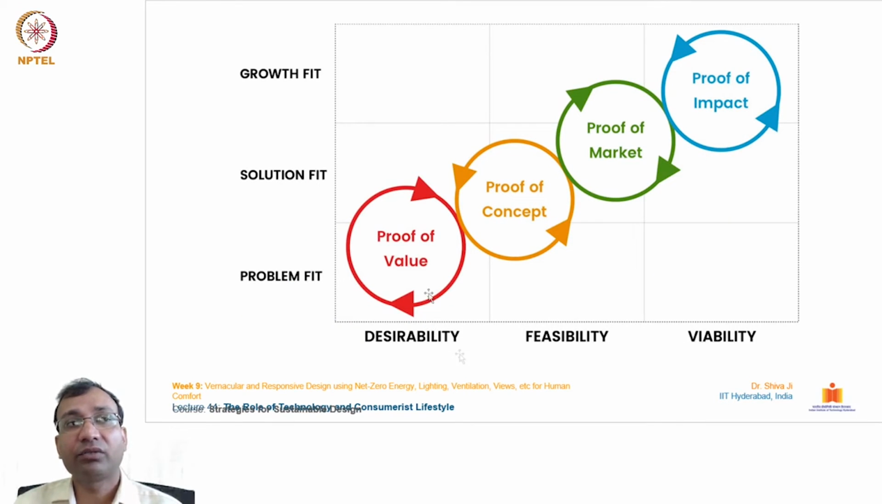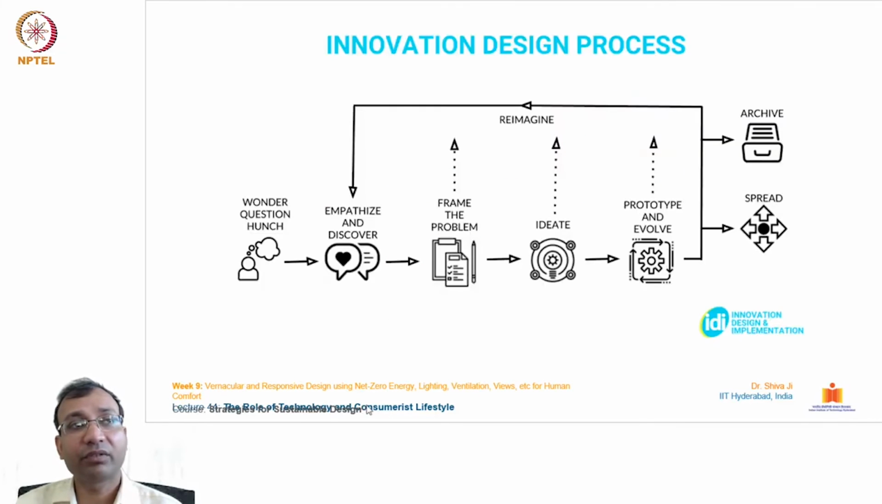Further, to test desirability, feasibility, and viability, the three circles we discussed earlier in the previous slides, you can make them problem fit, solution fit, growth fit. So you can have these combinations: proof of value, proof of concept, proof of market, proof of impact. Here you can assess how successful your solution, your idea or concept is. So this is how it progresses over time.